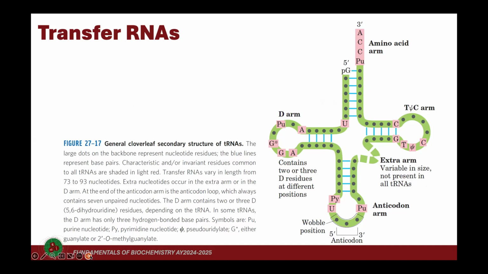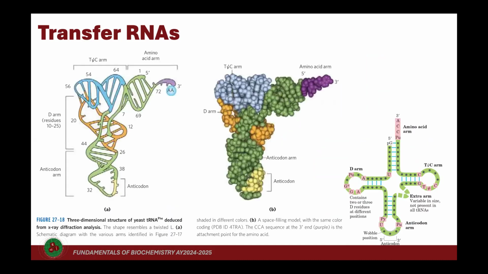Now, the three-dimensional shape of your tRNAs is a bent or twisted L shape. It is because the T psi C arm is interacting with your D arm, as you can see here. The T psi C arm is represented by blue and the D arm by orange. This L shape was made possible because of the interaction of the two arms. On one end of your tRNA is the linked, activated amino acid, and on the other end is the anticodon.